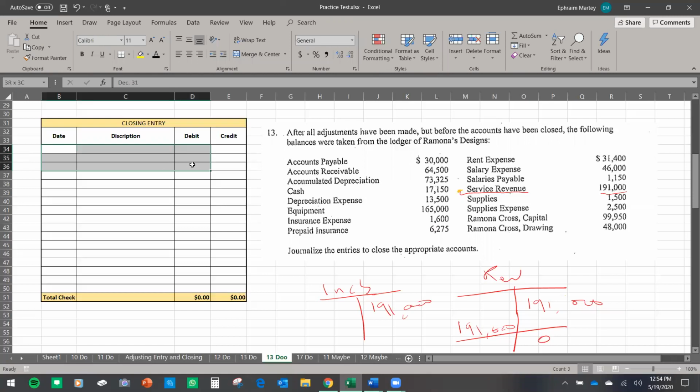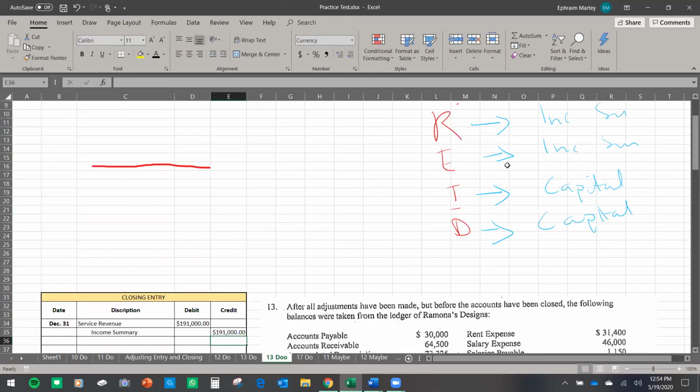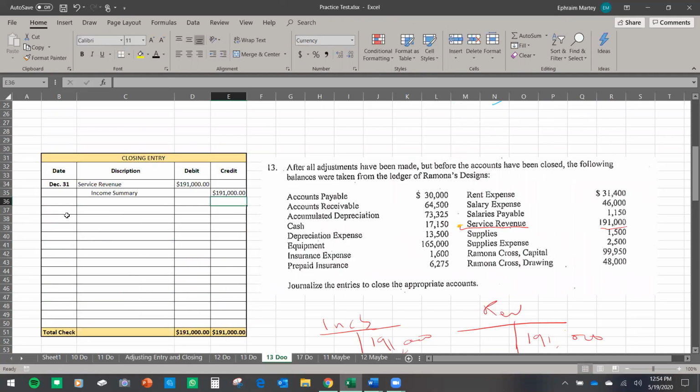So let's go ahead and do that. So how much is that? 191,000. We close it into the income summary. Okay. The next thing we should do is expenses. Close all expenses into income summary. And expenses are debit. So if we are closing it, then we have to put them into credit, okay, to close them. So this is what we are going to do.